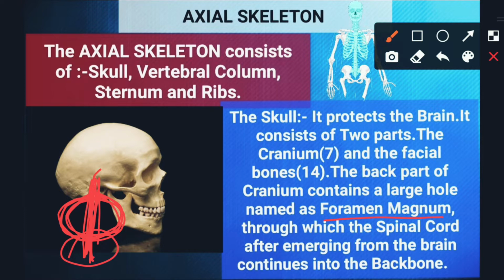So again we repeat the skull part. The skull protects the brain or the head. It consists of two main parts, the cranium and the facial bones. Cranium bones are 8 in number and the facial bones are 14 in number. Now the back part of the cranium has a large hole called the foramen magnum, and from that place the spinal cord emerges from the brain and continues behind the backbone.